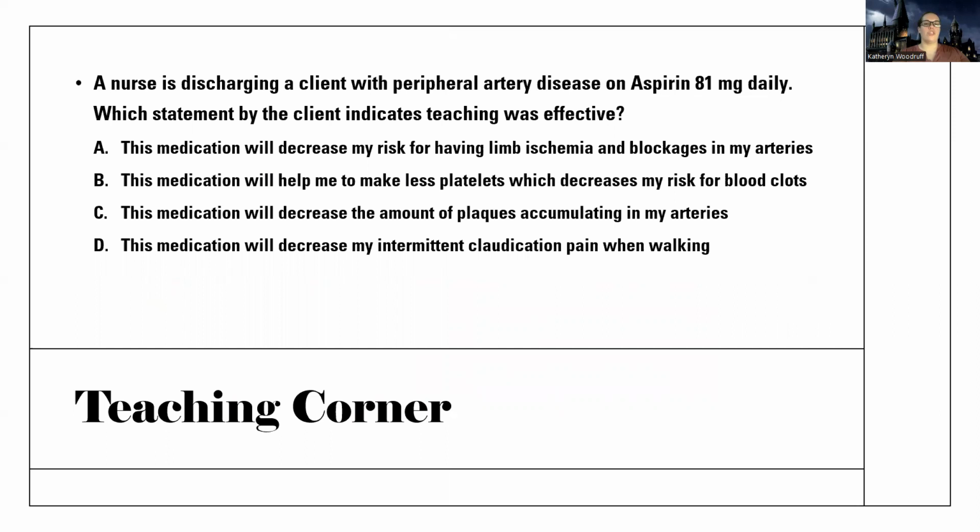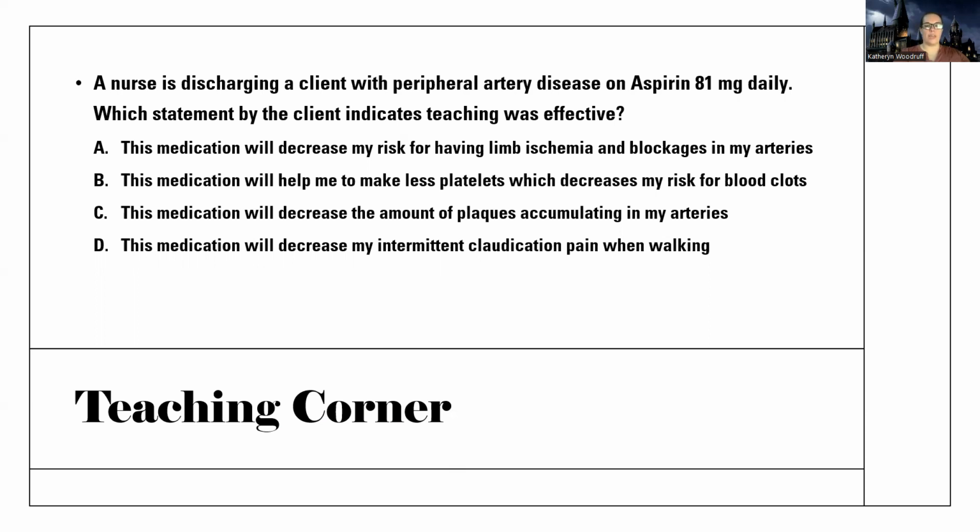A nurse is discharging a client with peripheral artery disease on aspirin 81 milligrams daily. Which statement by the client indicates that teaching was effective? So anytime you have a teaching effectiveness question, you always want to look at whether you're looking for what's right or what's wrong. This one says this patient is on 81 milligrams of aspirin and I'm looking for what is right. So 3 of these are going to be wrong, and 1 is going to be right.